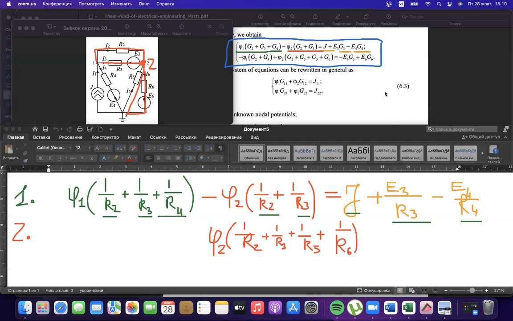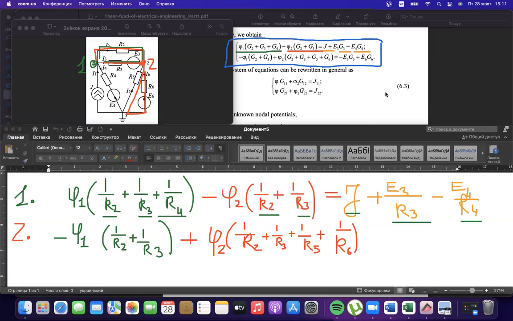In this case, the branches are near potential 2. Then we take potential 1. It isn't main for the second equation, because for the second equation, the main potential is potential 2, and it is positive. All others will be negative. That is why potential 1 is negative. And we take the branches between 1 and 2, the branches 1 over R2 and 1 over R3.